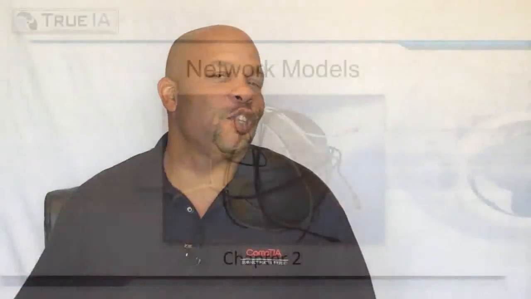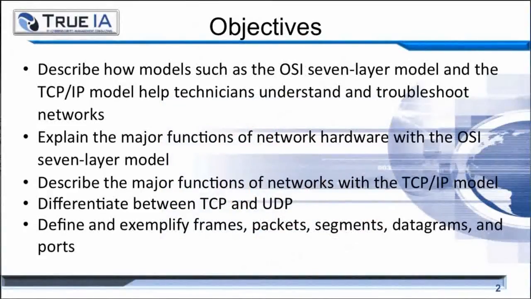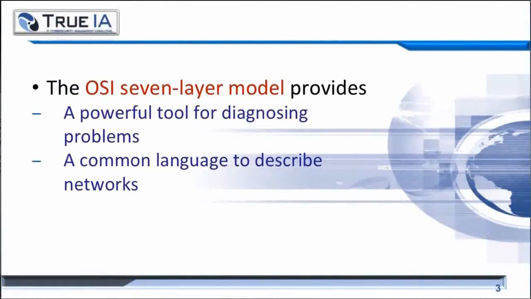In this segment, we're going to talk about network models. I'll describe how models such as the OSI 7-layer model and the TCP/IP 4-layer model help technicians understand and troubleshoot networks. I'll explain the major functions of network hardware and the OSI 7-layer model, as well as describe the major functions of networks with the TCP/IP model. I'll help you compare and contrast the difference between TCP and UDP and define and exemplify some frames, packets, segments, datagrams, and ports.